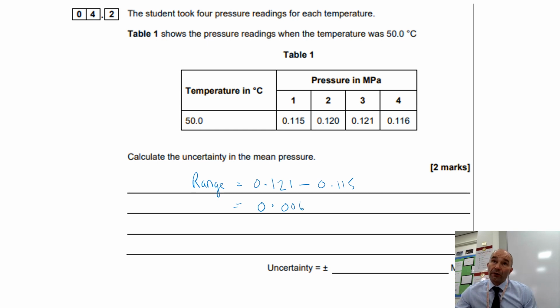Now that covers the whole range of values. Now our uncertainty has to be plus or minus that. Therefore we need to divide that answer by 2, which will give our uncertainty of 0.003 megapascals, and there's your answer.